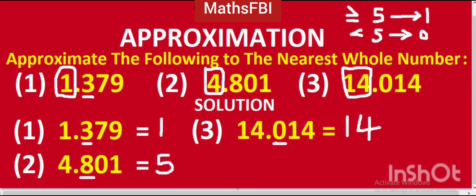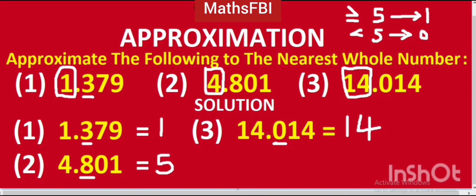So let me do a recap of what we just did. When you are approximating numbers, the first thing to consider is the instruction. We are requested to approximate the numbers to the nearest whole number, which we have identified here. This is the whole number in question 1, this is the whole number in question 2, this is the whole number in question 3.